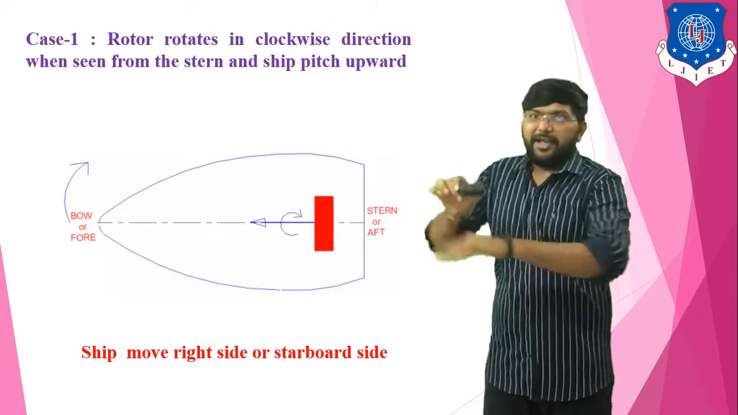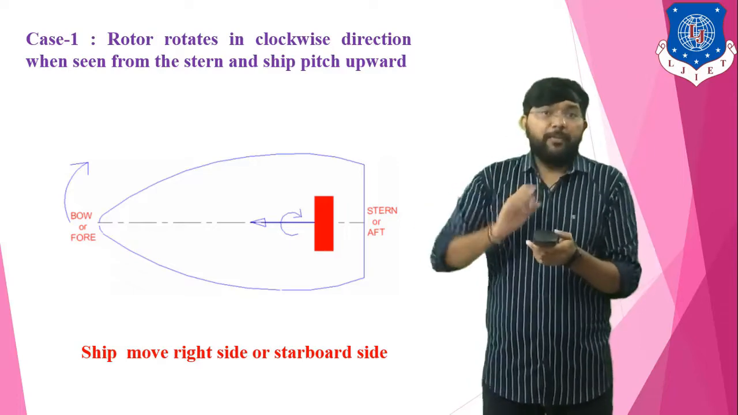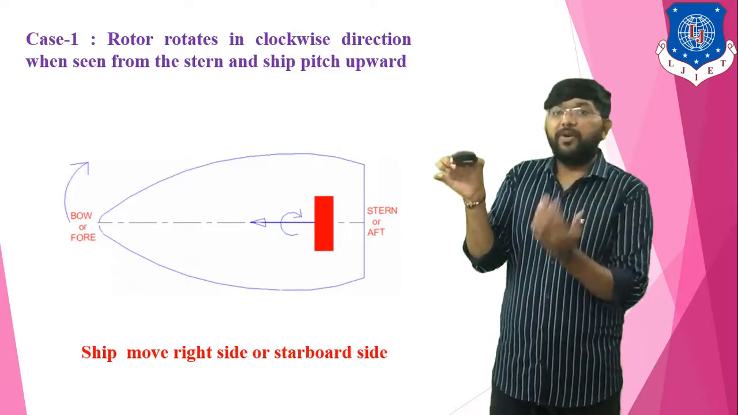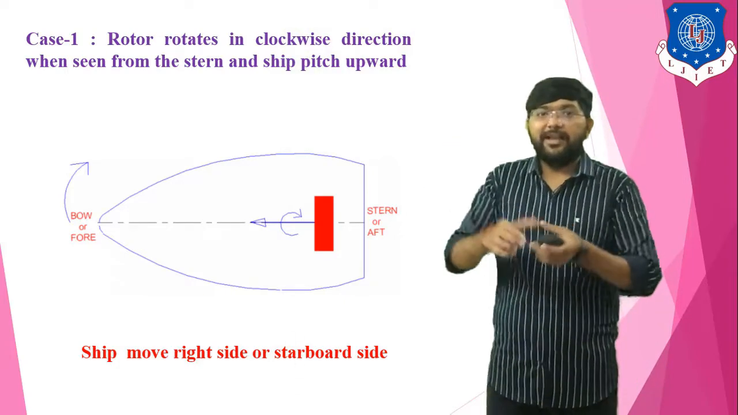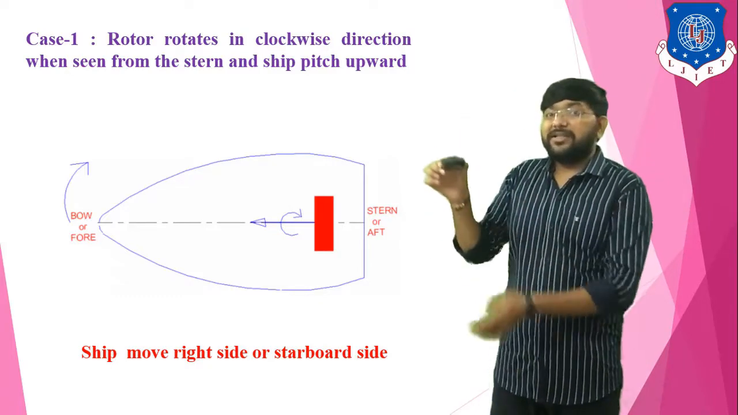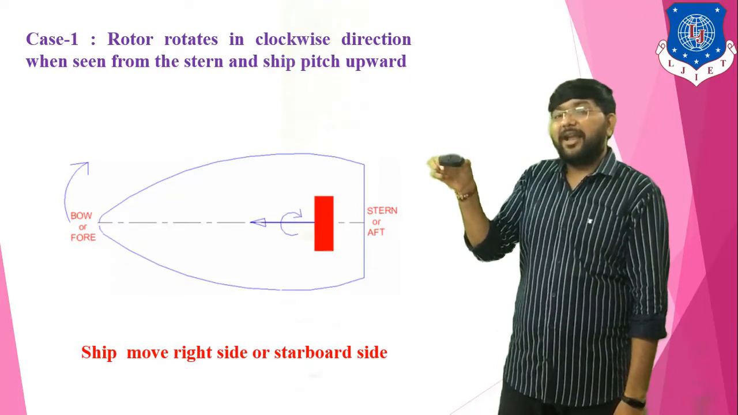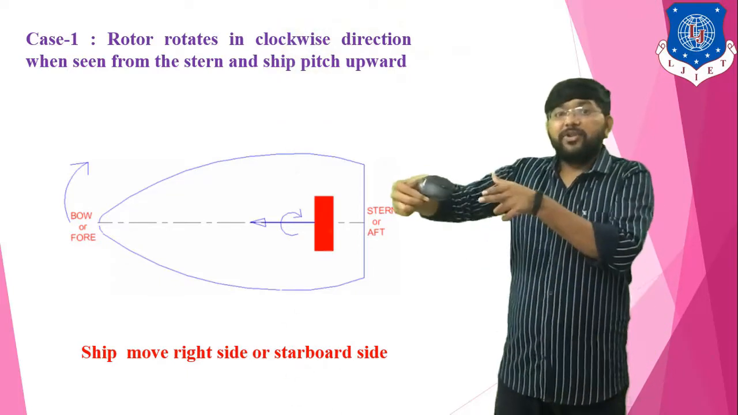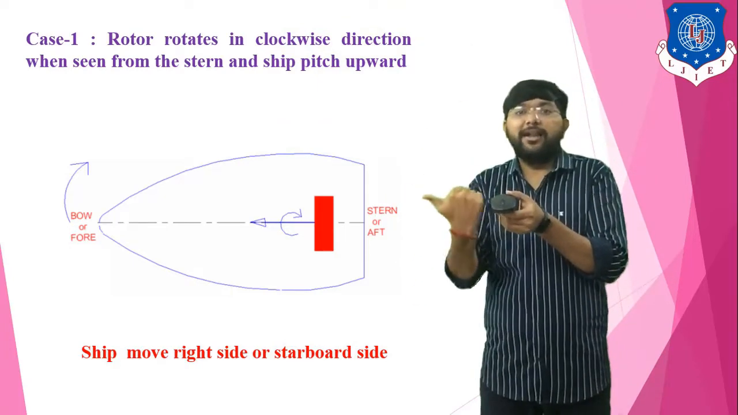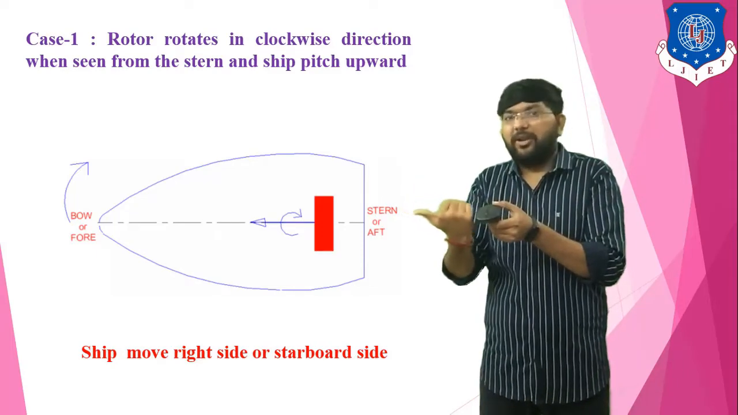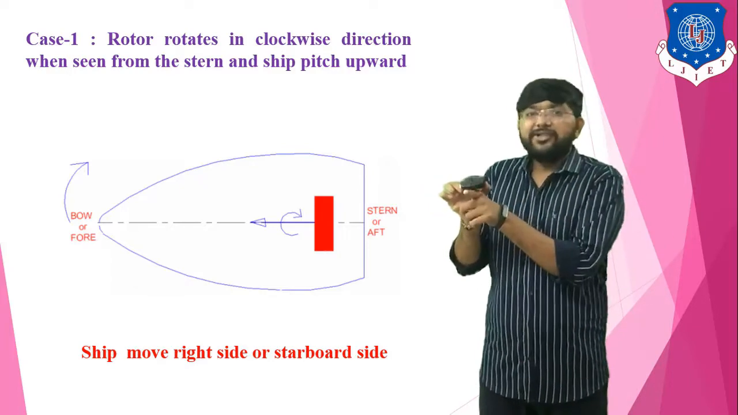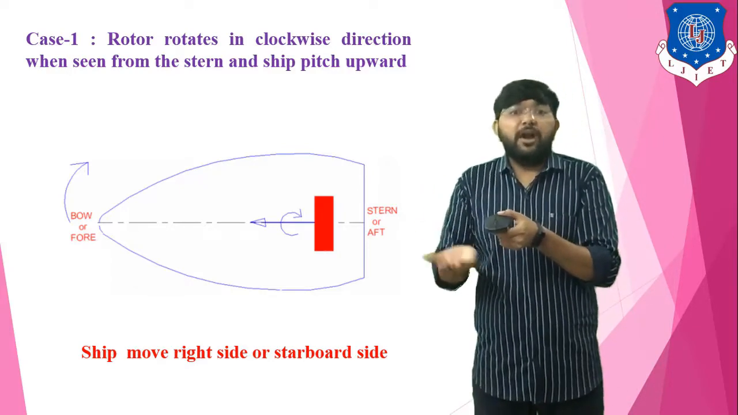Now the ship pitches upward, that is, in pitching motion the ship moves in the upward direction. The bow end rises. Suppose this is a ship; if the bow rises, the motion of the ship is like this, in the upward direction. When you put your fingers in the upward direction, the thumb indicates the direction of angular momentum. So the momentum of the rotor is in the straight direction and the ship pitches in the upward direction.